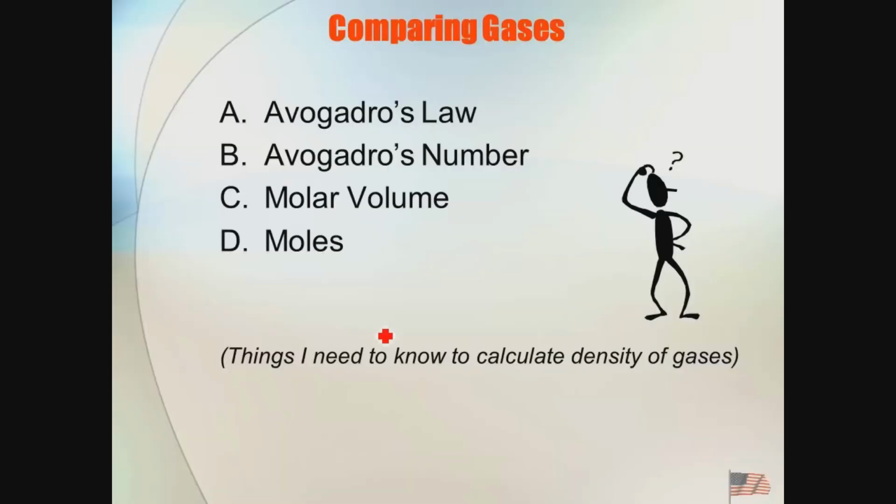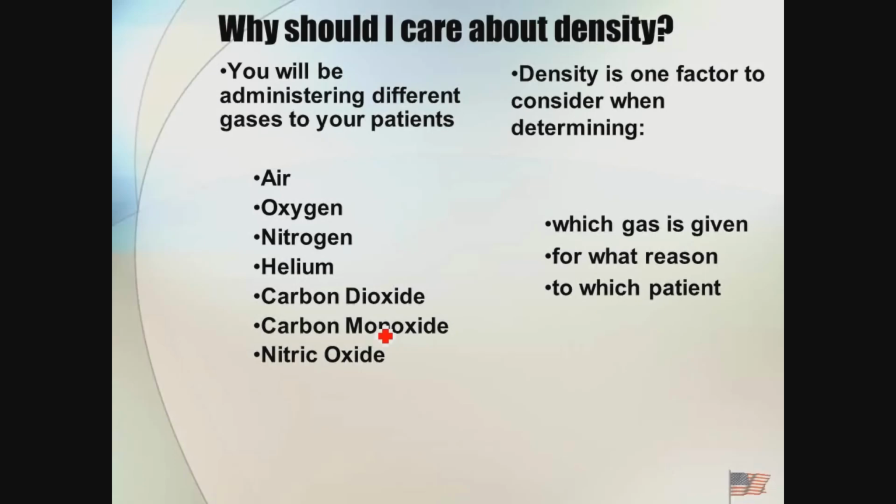So let's compare gas. What is similar about all gases and what is different about all gases? There's multiple gases that we'll be working with. The ones on the left there are the more common ones. And density is basically one factor that we can use to determine what is different between the various gases. And I think before we went through how to calculate that out.